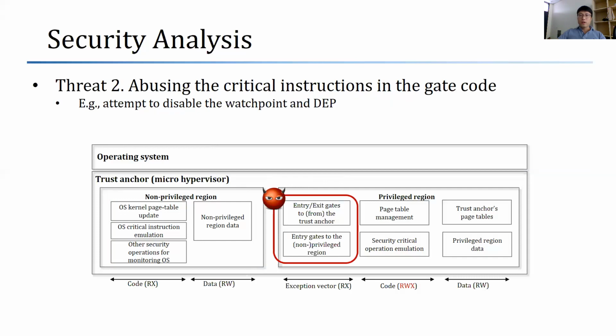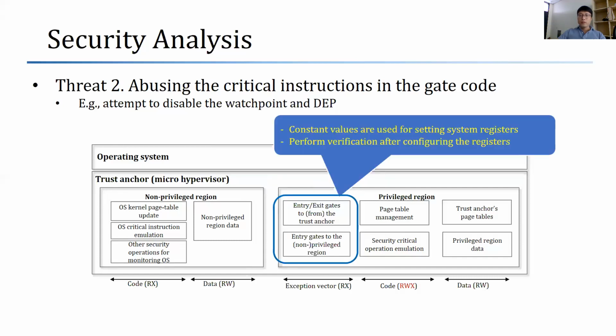The attacker can try to abuse the gate code that is always exposed to handle the region and mode switches. Those gates entail critical instructions that manipulate system registers for the DP and watchpoint configuration. To prevent this, we put some validation logic after updating the system registers. Because the value for the update is predefined and constant, we can readily verify the legitimacy of the updated values.